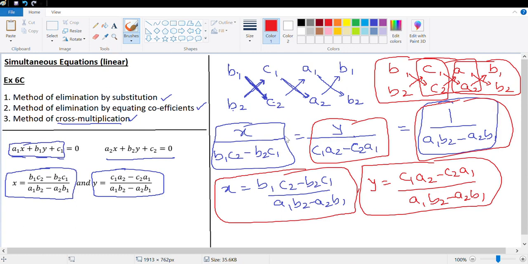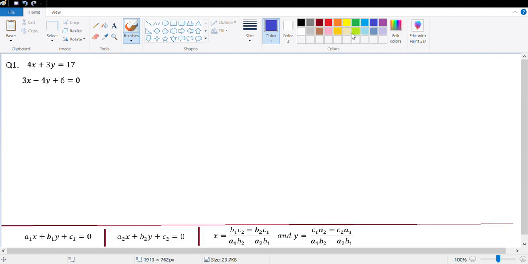So let's look at question number 1. Question number 1 is 4x plus 3y is equal to 17 and 3x minus 4y plus 6 is equal to 0. I hope you notice the first equation is not in the form ax plus by plus c. So let's write this as 4x plus 3y minus 17 is equal to 0, and the second equation is 3x minus 4y plus 6 is equal to 0.